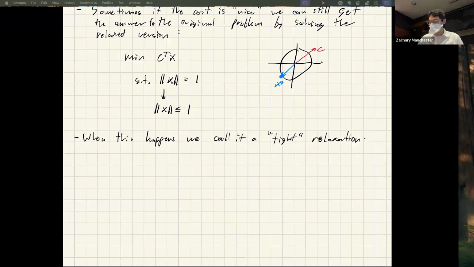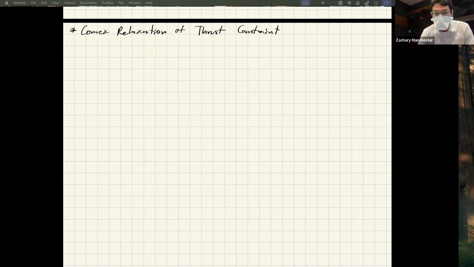Okay, so moving on. So let's talk about the rocket problem and where this shows up. So in this problem, we have a thrust constraint. And let's see what that looks like. So first of all, we have a maximum thrust constraint, which is no problem.